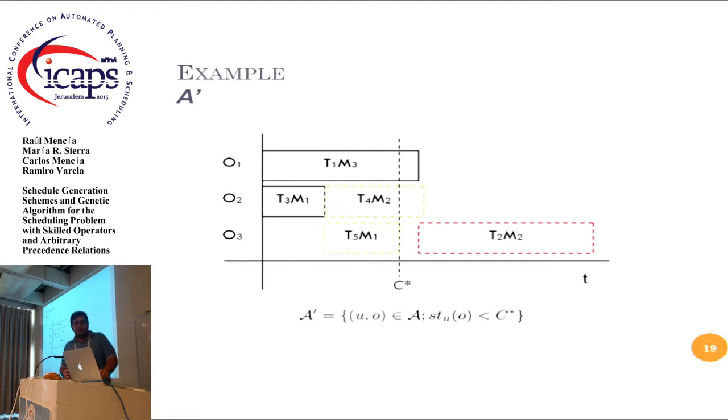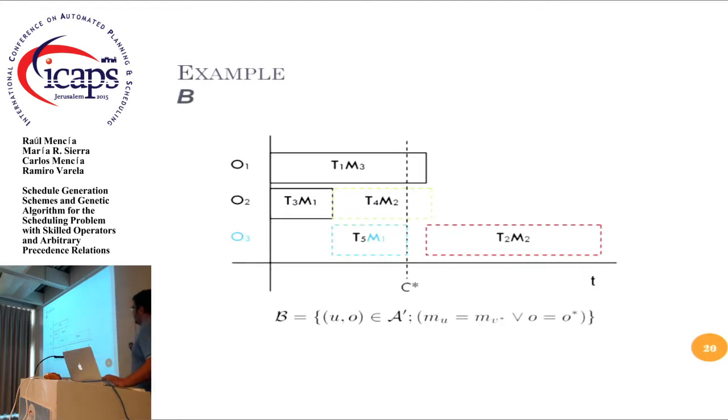In this example, we have two options. And then, to create the set of options B, we look at the option that gave us the C star, and we create the set B with the options that use the same operator or the same machine. In this case, we only have one. So in this example, we have three options in the set A, two options in the set A prime, and one option in the set B.